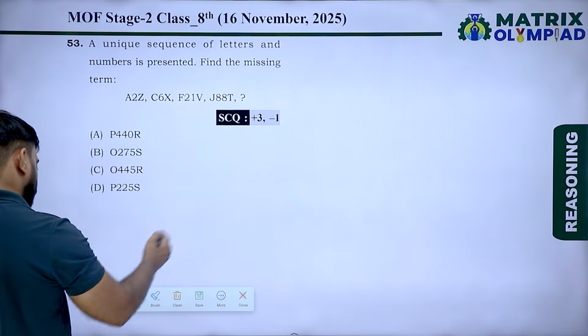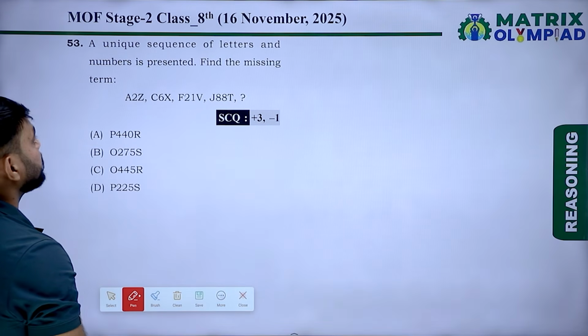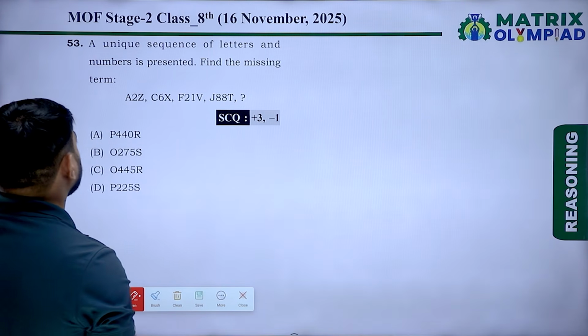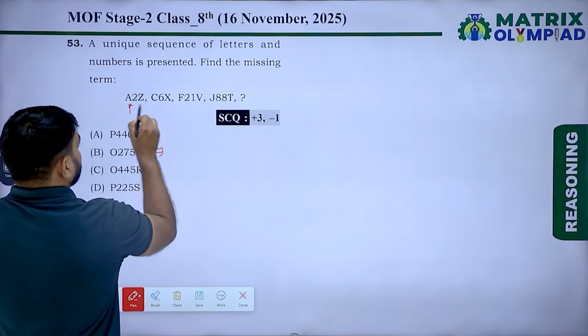Let's move on to the next question. So now next question is question number 53. A unique sequence of letter and number is presented. Find the missing term. So in this question, taking first alphabet of each term.